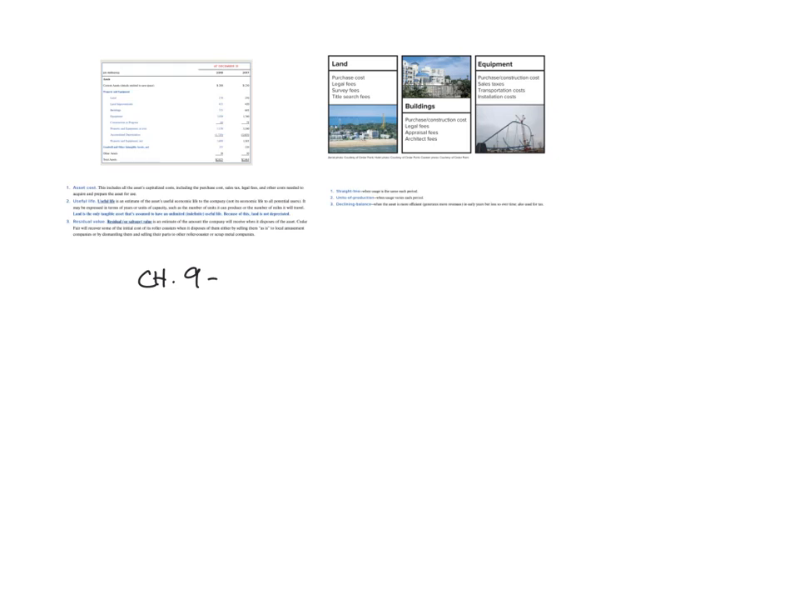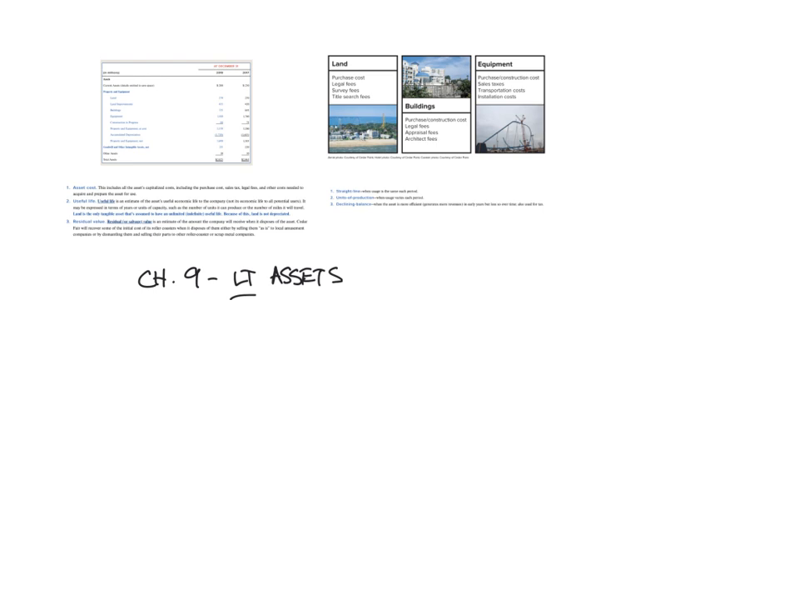Chapter 9 discusses long-term assets. Sometimes these assets are referred to as non-current assets or fixed assets, but either way, long-term assets are assets that exist for long periods of time, hence their name, long-term assets.